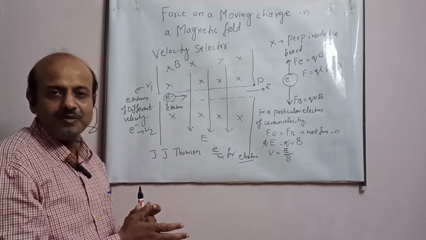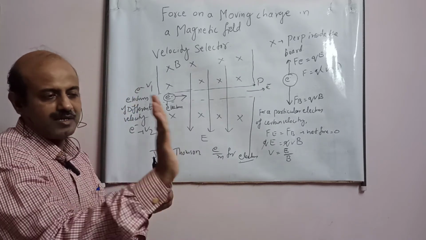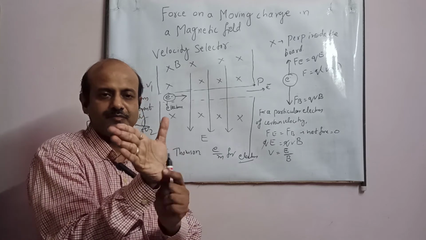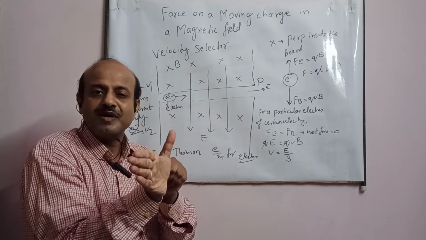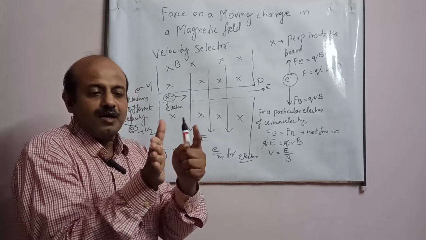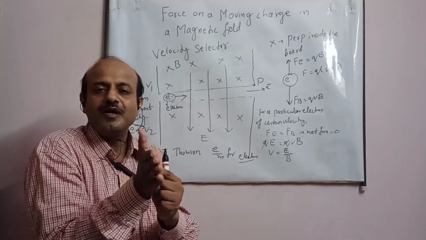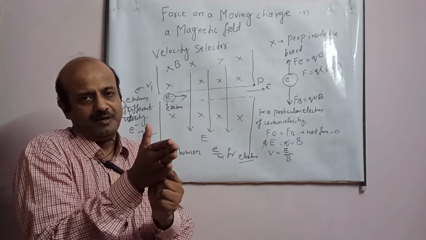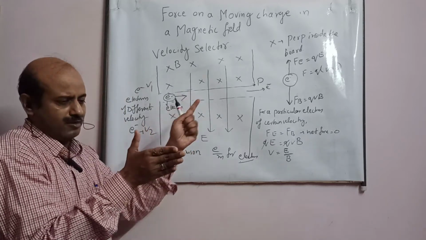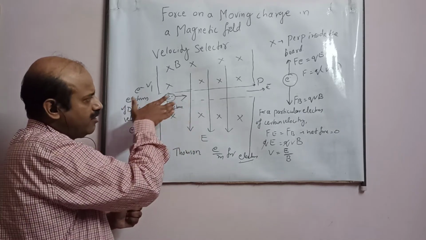Again, I am giving you this finger. Place the right hand like this. This finger should point toward the first vector. Which is the first vector? Velocity. And this forefinger should point toward the second vector. And what is the second vector? Magnetic field. So in this example, the first vector, the electron, is traveling in this direction.